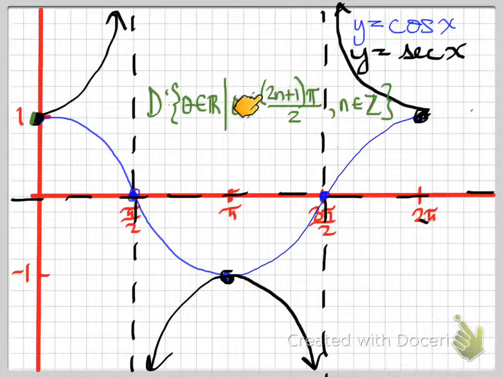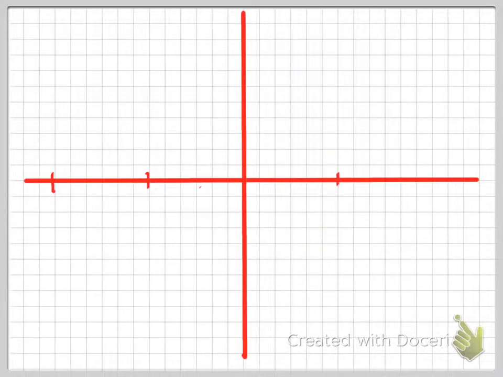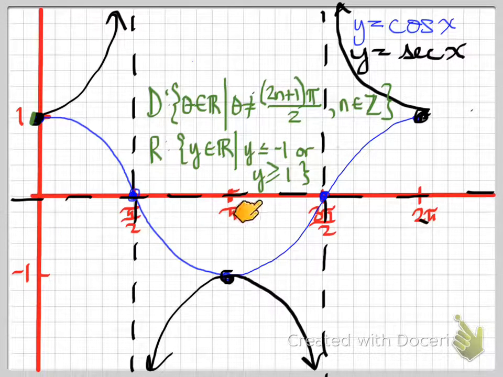Odd number of pi over 2's implies that it's going to be an even plus 1, so 2n plus 1, times pi over 2, where n is an integer. The range is going to be y belongs to real, such that y is less than or equal to -1, or y is greater than or equal to 1. Let's look at that again. y is greater than or equal to 1. So this is our domain and range for the secant function.